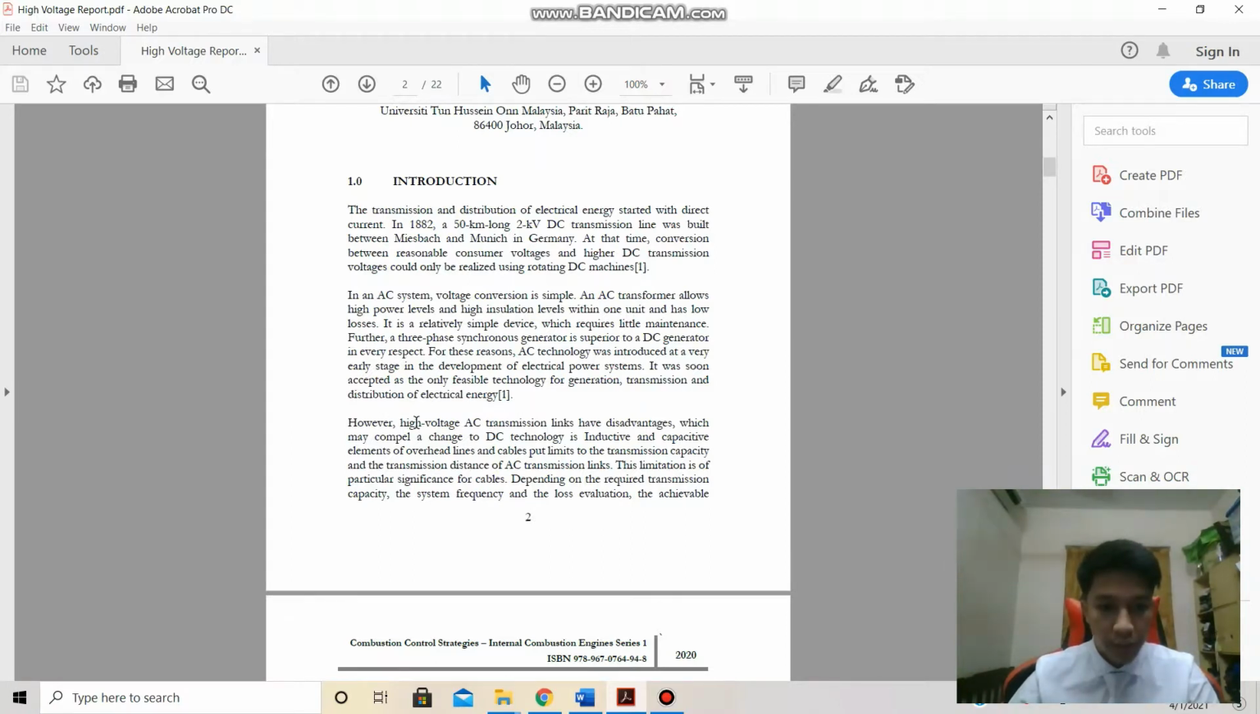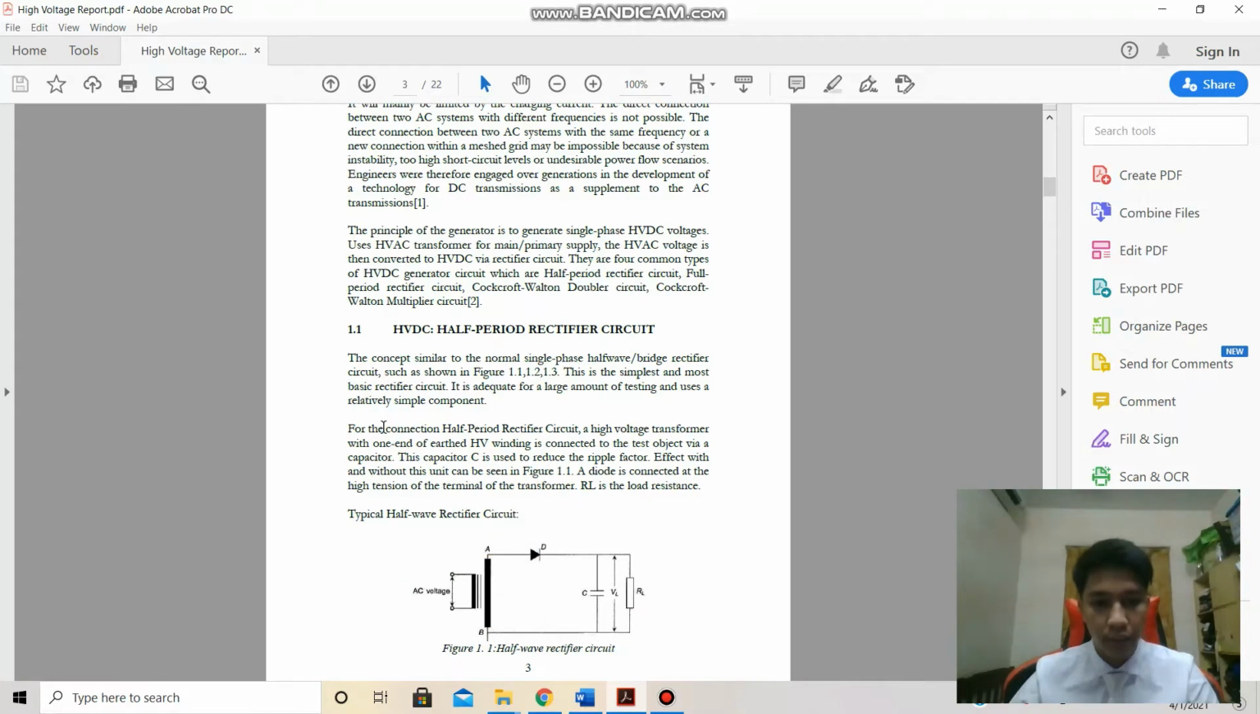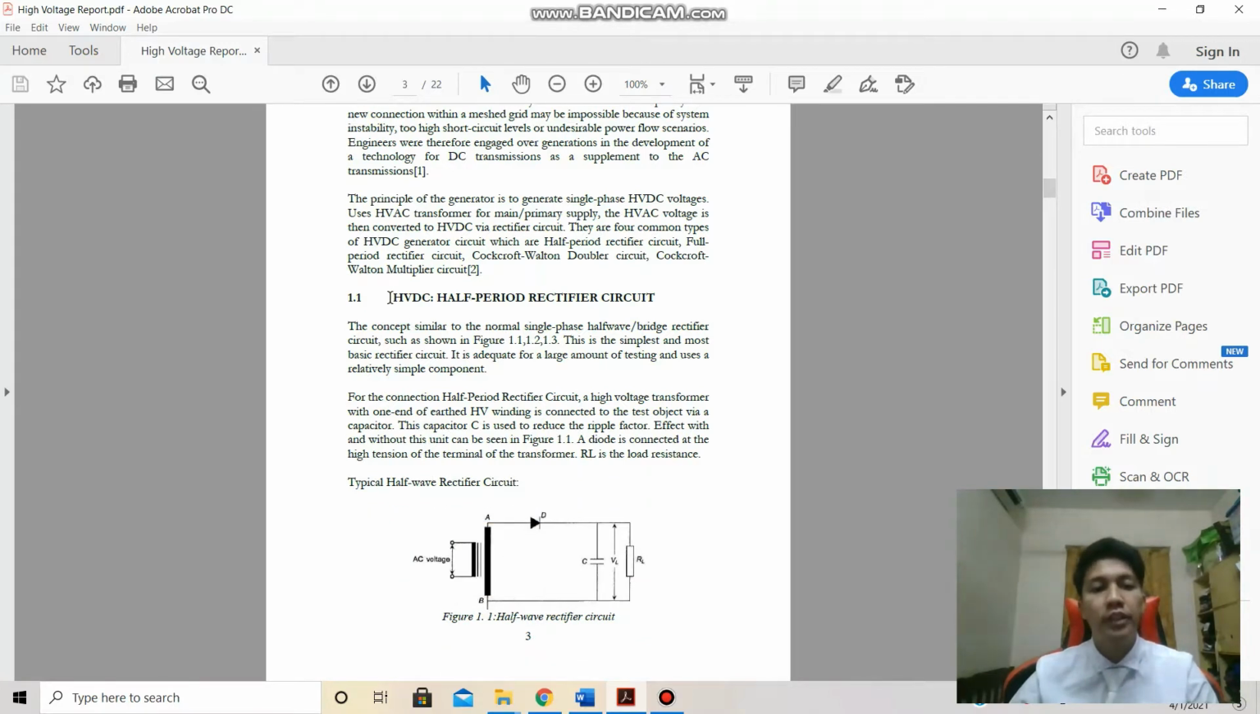Okay, this is for the introduction. However, the high voltage AC transmission link has a disadvantage, which may change to DC technology. The inductive and capacitive elements of overhead lines and cables put a limit on the transmission capacity and the transmission distance of an AC transmission link. Okay, let's move to the part of the high voltage direct current.